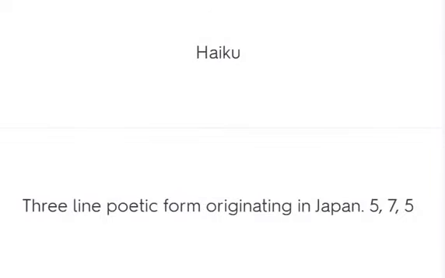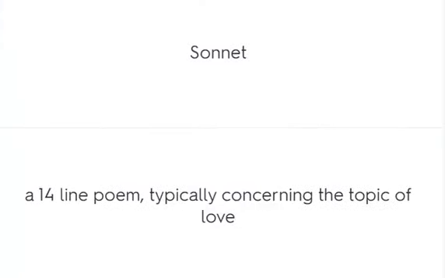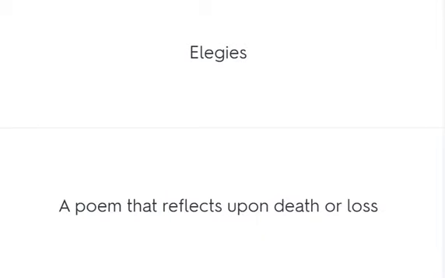Haiku, a three-line poetic form originating in Japan. 5-7-5. Pastoral poetry, a poem that concerns the natural world, rural life, and landscapes. Sonnet, a 14-line poem typically concerning the topic of love. Elegies, a poem that reflects upon death or loss.